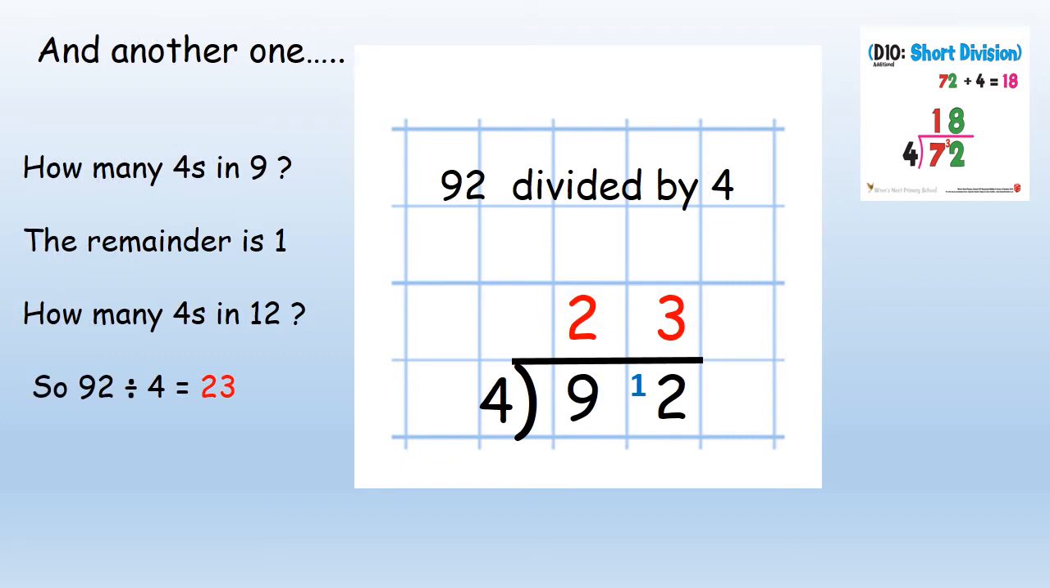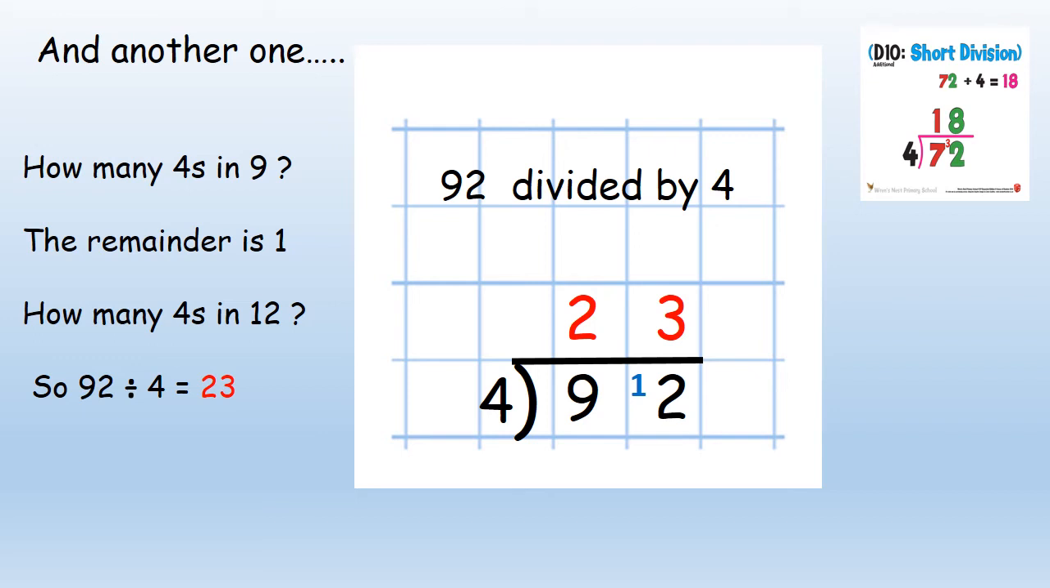And another one. 92 divided by 4. So, how many 4s are there in 9? And there are 2. 4 2s are only 8, so that gives you a remainder of 1. And the 1 ten makes that 12. How many 4s in 12? And of course, 4 3s are 12, so you write 3 in the ones column, making the answer 23.